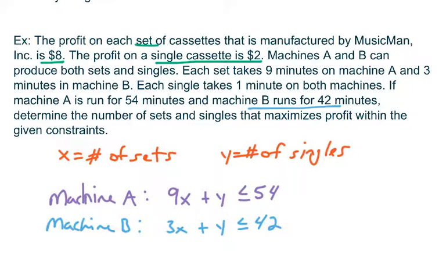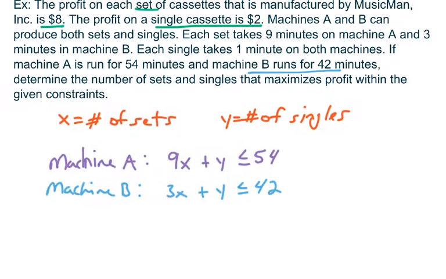If you want to add a third and a fourth, it is possible, or it might be necessary when we're defining our polygon. What we could talk about is the number of sets and the number of singles. We know for sets, the number of sets, we can't produce a negative number of sets. So we could say x has to be greater than or equal to 0. And then we could say the same thing with the number of singles.